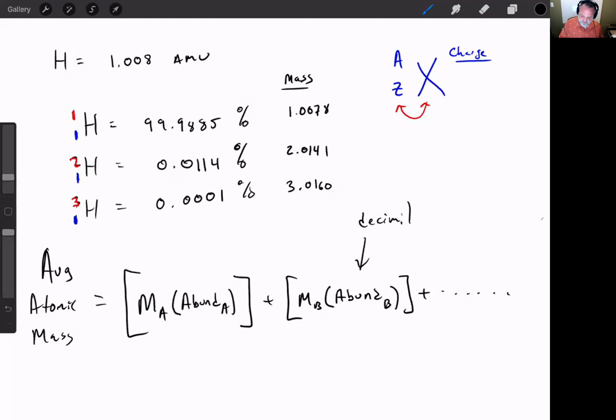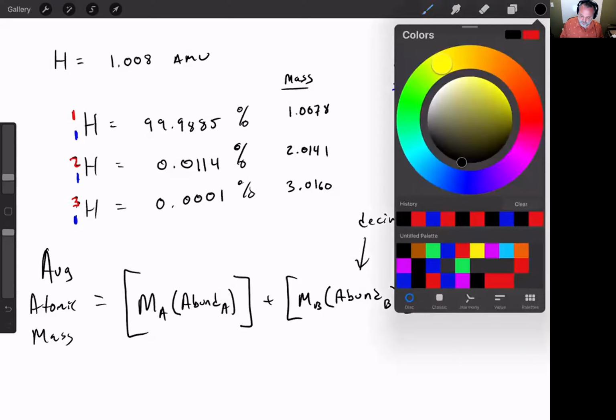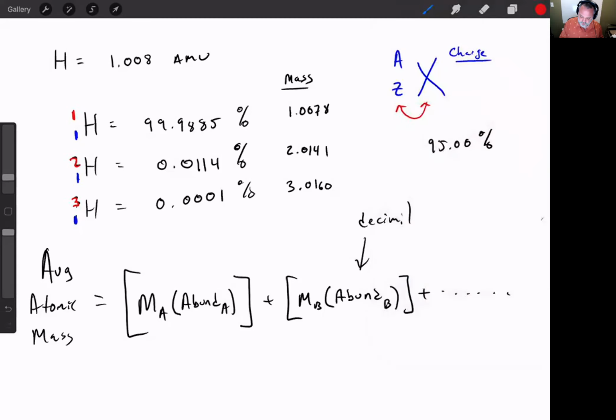And remember, what's the decimal form of a percentage? Well, if I have 95.00%, in order to turn a decimal into a percent, we multiply by 100. In order to turn a percent into a decimal, we divide by 100. So there's the decimal form of 95%.